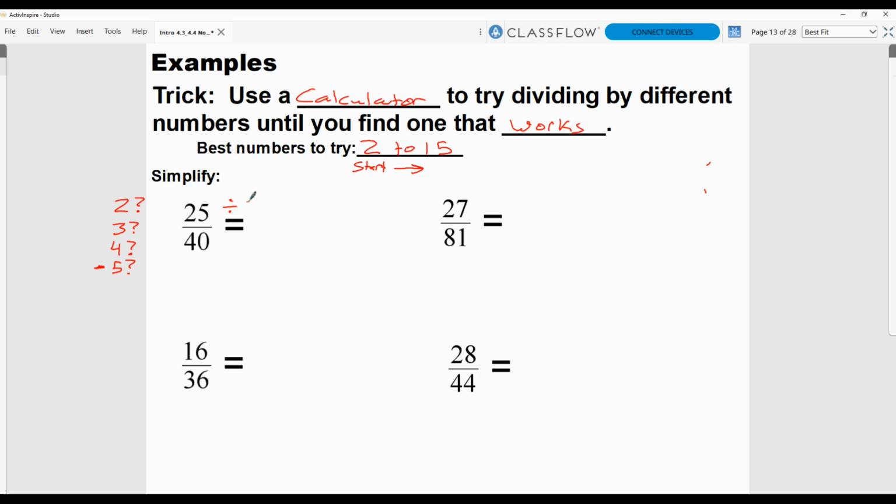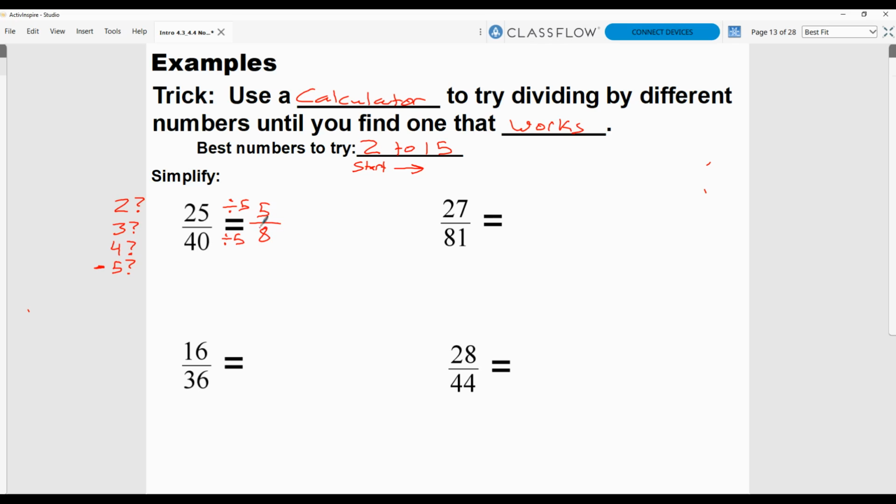So if I divide both my numerator and denominator by 5, I'm going to end up with 5 over 8. Now I have this fraction here, and I want to see if I can divide these numbers again by anything. If I take a look, it's not going to work for 2. I can't divide them by 2. I can't divide them by 3. Can't divide them by 4. Can't divide them by 5.